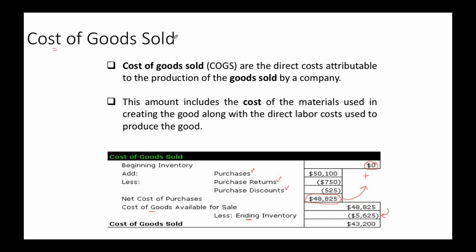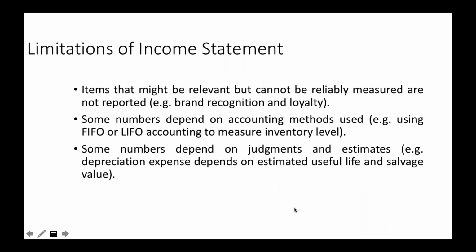So cost of goods sold equals beginning inventory value plus total cost of purchases minus ending inventory value. This gives you cost of goods sold. The calculated cost of goods sold is to be deducted from sales to get gross profit. Sales minus cost of goods sold gives us gross profit.